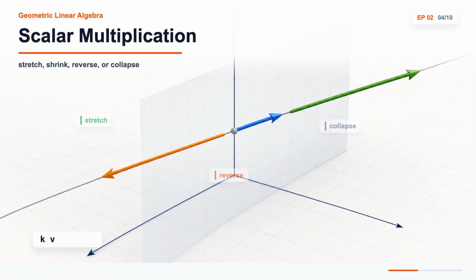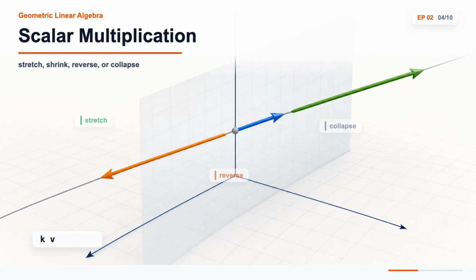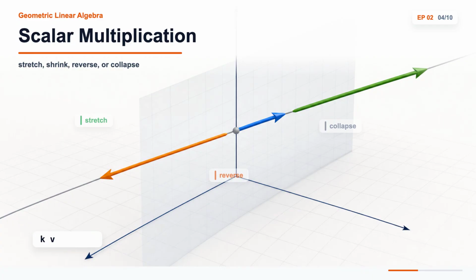Scalar multiplication changes how far we travel along a direction. If the scalar is greater than 1, the vector stretches along the same line. If it is between 0 and 1, the vector shrinks. A negative scalar flips the arrow to the opposite direction, then scales it. Multiplication by 0 collapses the vector to the origin. The important geometric point is that scalar multiplication does not create a new direction. It keeps the vector on the same one-dimensional line. So when you see k times v, picture a slider moving back and forth on a line through v.